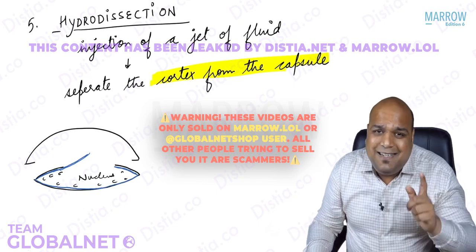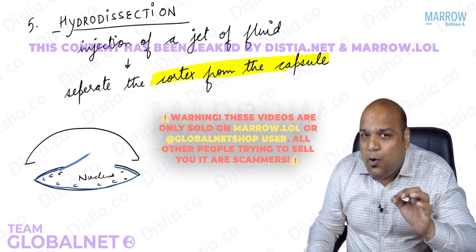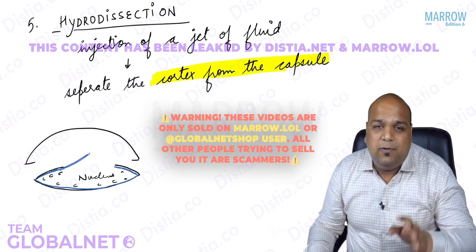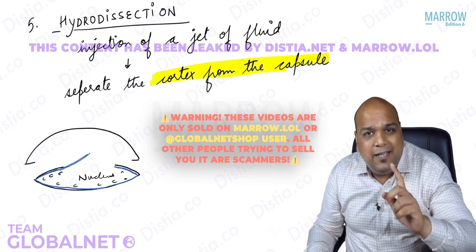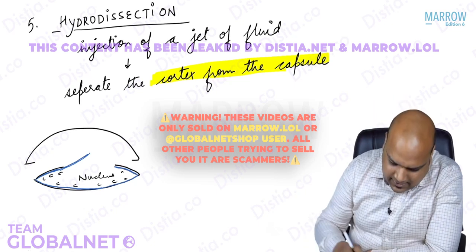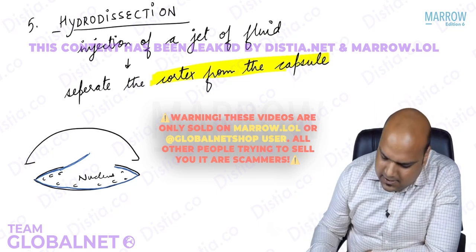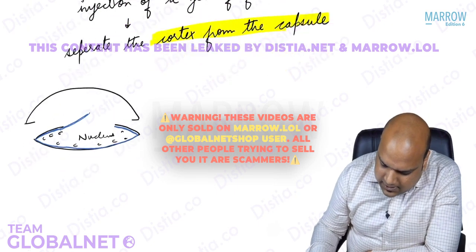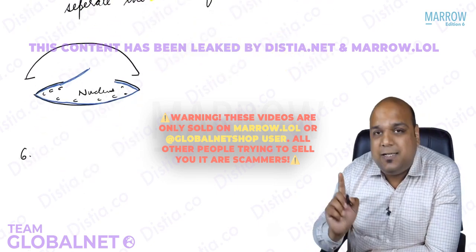Because as we remember ECCE techniques, we do not want to touch the capsule. We remove the lens except the capsule. So I hope you understand the importance of this step, hydrodissection. Then there is an optional step, step number 6. Optional step which was again not seen in the video we had just seen.